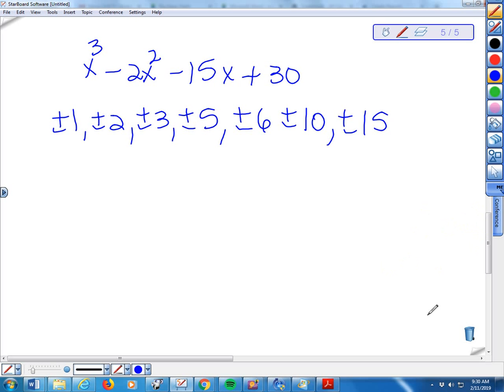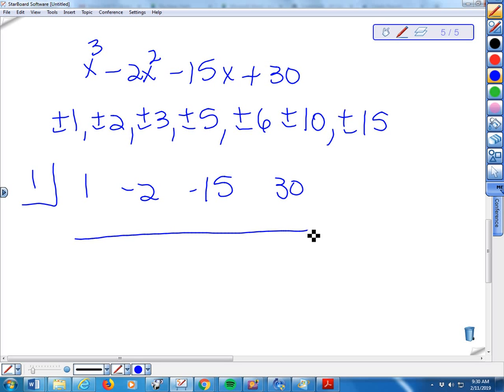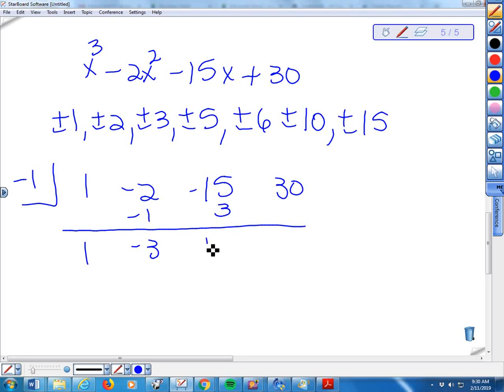Okay, so I'm going to start with 1. Do I have any that I need to skip? No, no placeholders. Okay, 1, 1, negative 1, negative 1, negative 16. Nope. Negative 1, 1, negative 1, negative 3, 3, negative 12. See how I can see early that it's not going to work? I don't want to have to go through all these times. I just want to do it until I know it's not going to work and then try the next one.